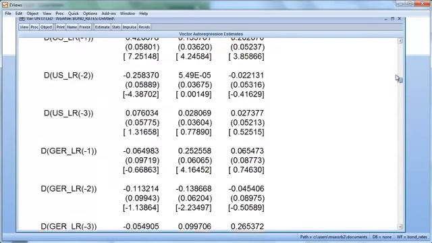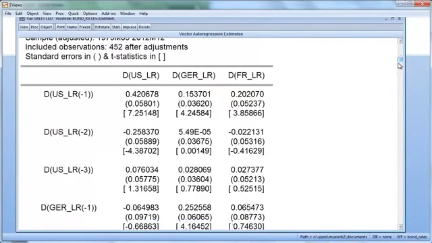Let's not look at the coefficients themselves too much. You can still see that the first set of coefficients relates to lags of the changes in the US long rate, and the first lag is still significant for all 3 equations. The second lag is significant for the US equation, and we could look at that in detail.